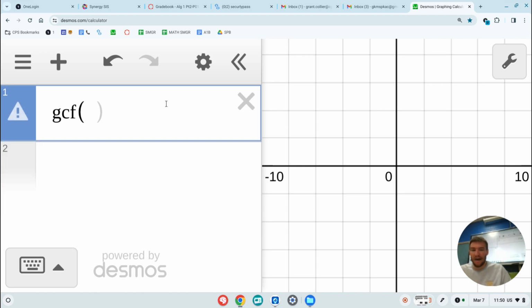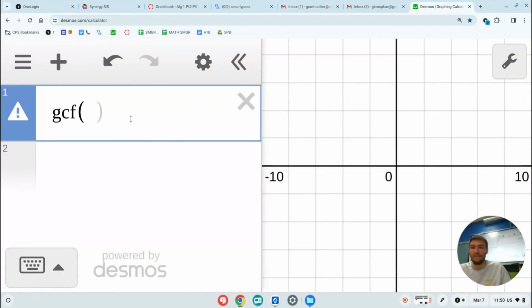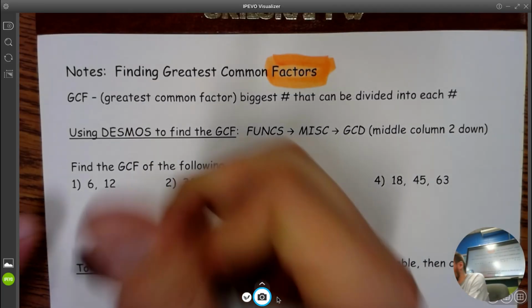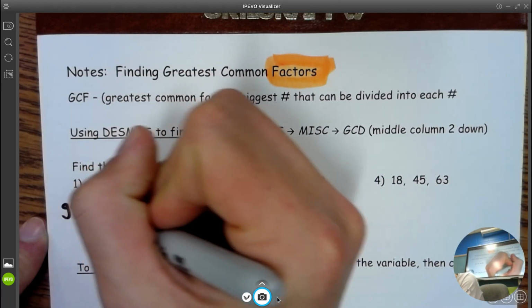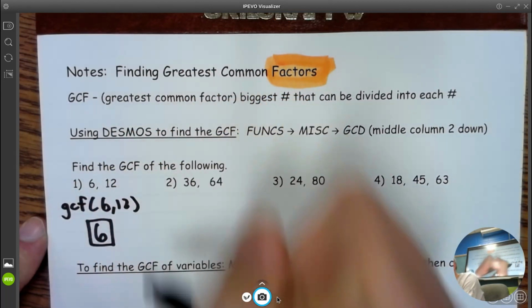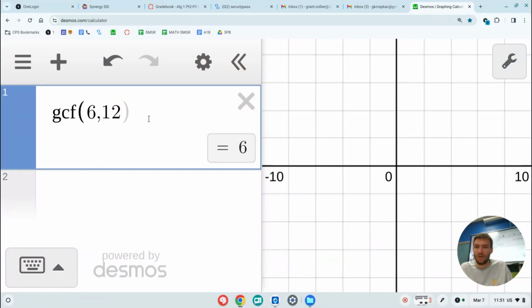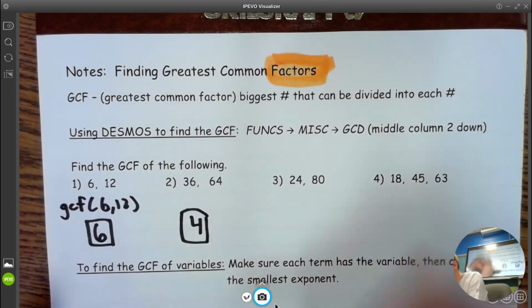The first question that we have on the paper is find the GCF of 6 and 12. And so we're going to type GCF 6, 12. It's a 6. And so we're just going to put the answer 6. Remember how we type that in, GCF parentheses 6, 12. Okay? And we're just going to fly through this. We had a lot of distractions when we were getting started, so here we go. I don't even have to delete this. I can just hit backspace, 36, 64. This time the answer is 4. So we're just going to put 4.